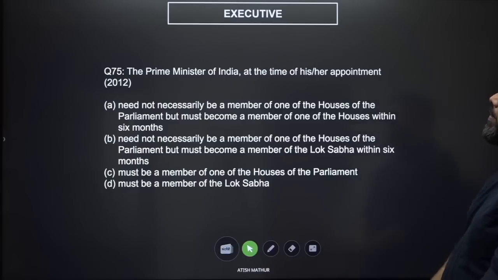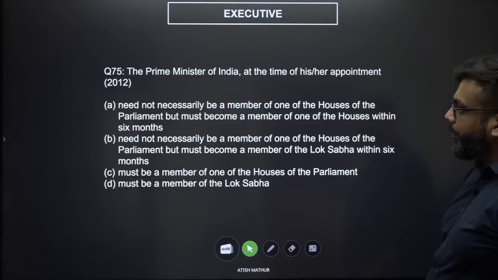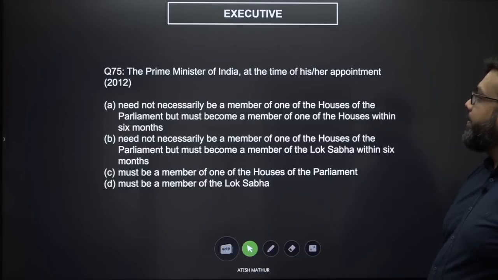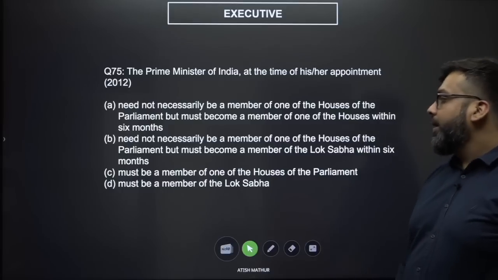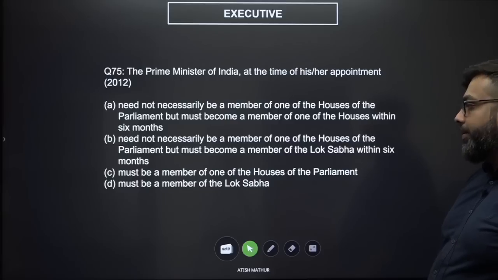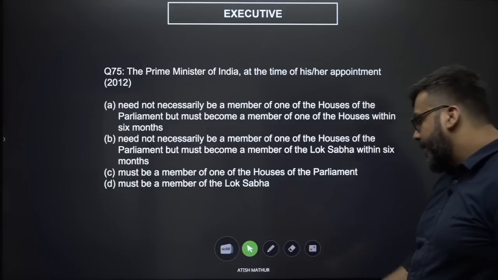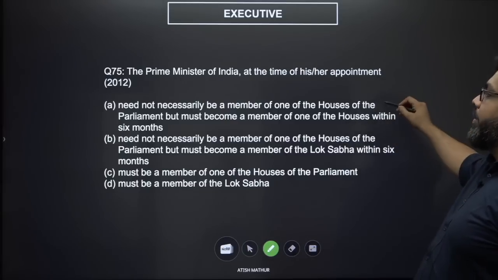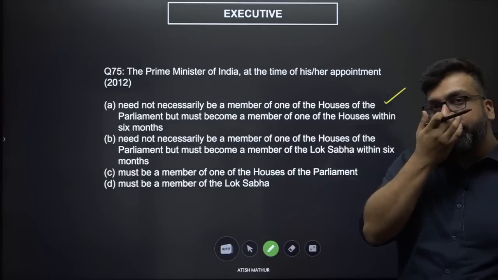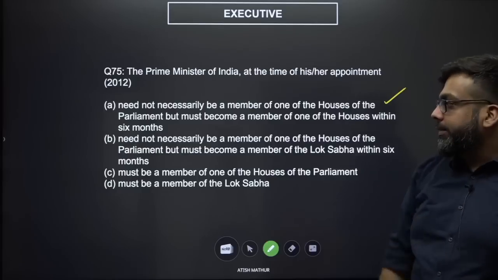75. The Prime Minister of India at the time of his or her appointment need not necessarily be a member of one of the houses, but must become a member of one of the houses within 6 months. Need not necessarily be a member of one of the houses, but must become a member of the Lok Sabha within 6 months. Must be a member of one of the houses of the Parliament. Must be a member of the Lok Sabha. This is a clear-cut answer. Become a member of one of the houses of the Parliament within 6 months.